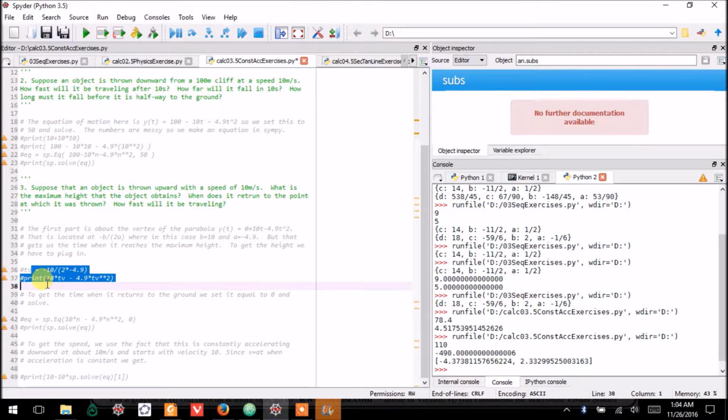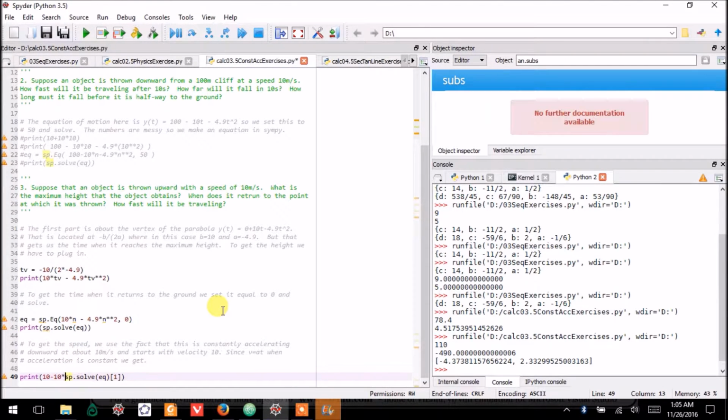So in the next problem, it is thrown upwards with a speed of 10 meters per second. What is the maximum height? So we solve for the time using the vertex formula, and then we plug that into the formula for motion with initial height equal to 0, initial velocity equal to 10, and print that answer. To find out when it hits the ground, we set it equal to 0 and solve.